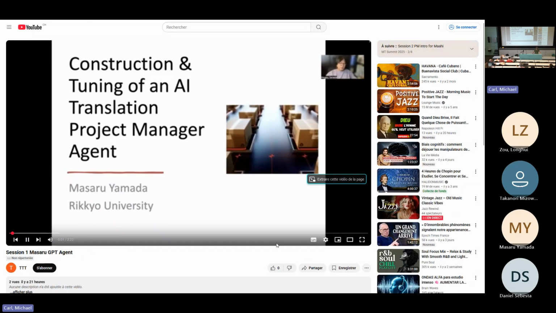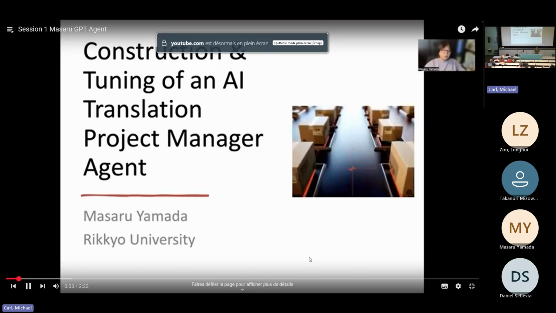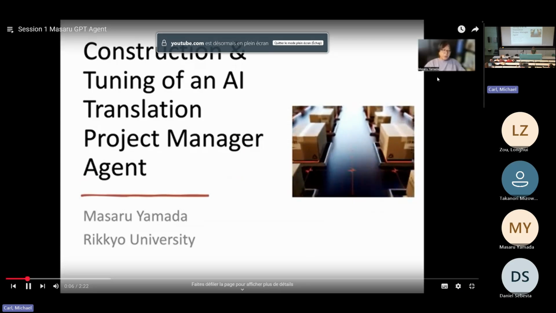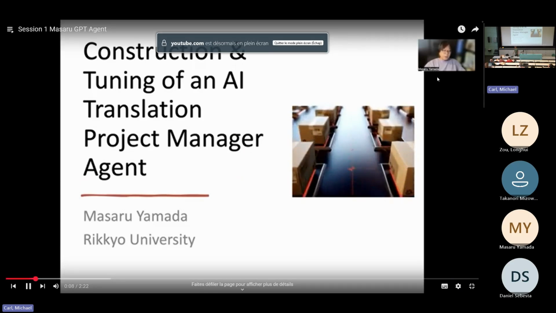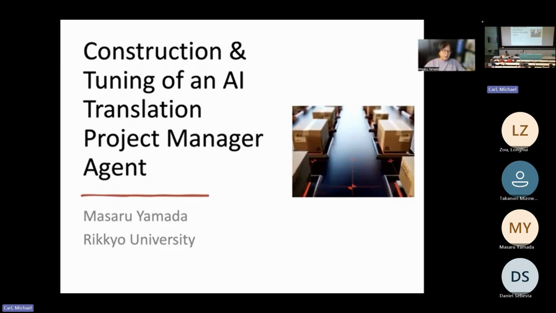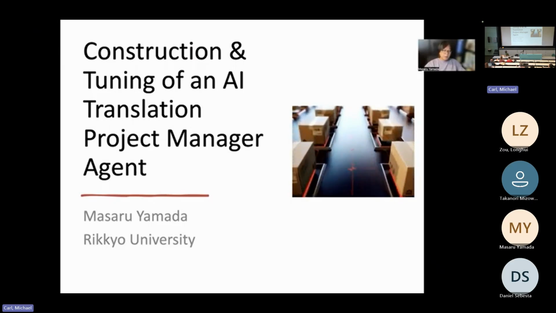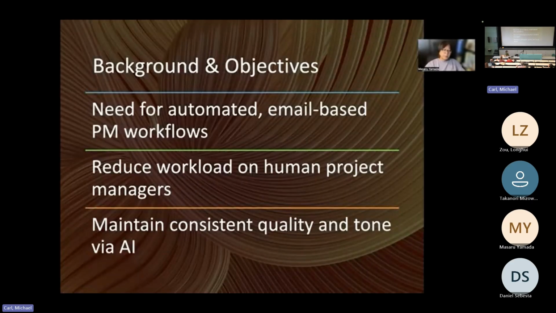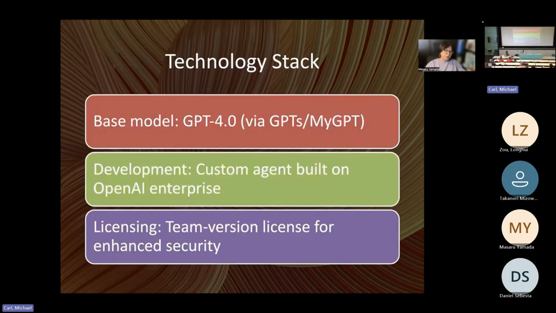Hello, everyone. I'm Masaru Yamada from Rikyo University. I'll share the technical overview of how we built and tuned an AI agent to serve as a translation project manager, handling everything from client emails to final delivery. First, the background and objectives. In a typical localization project, project managers spend significant time reading client emails, clarifying requirements, and confirming specs. Our goal was to automate those routine tasks, relieve human PMs of repetitive work, and ensure every interaction meets our quality standards.